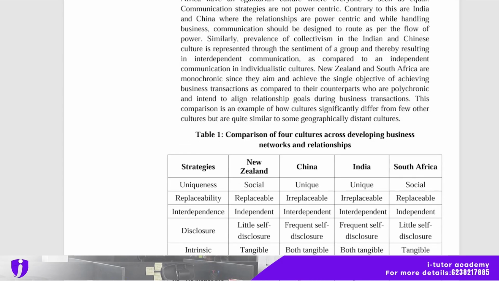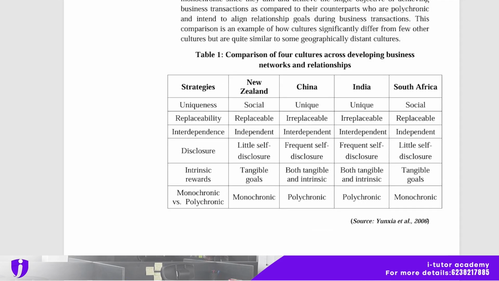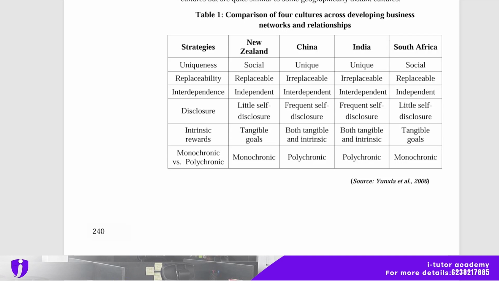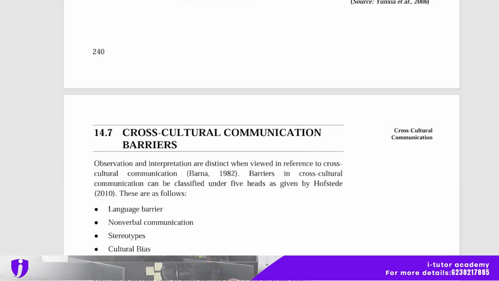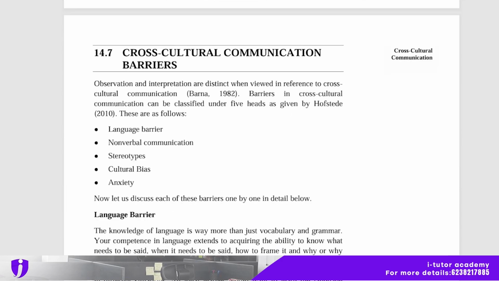So here are the strategies: uniqueness, replaceability, interdependence, disclosure, intrinsic reward, monochronic versus polychronic. So please refer to Table 1, comparison of four cultures across developing business network and relationship. So New Zealand, China, India, and South Africa. So the strategy is also here. So you just refer to this Table 1. And next is cross-cultural communication barriers.